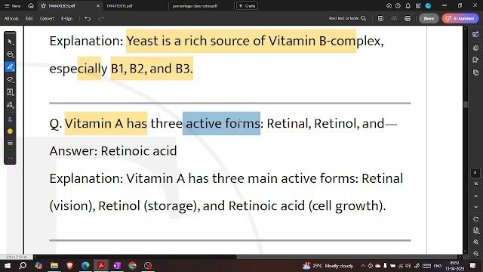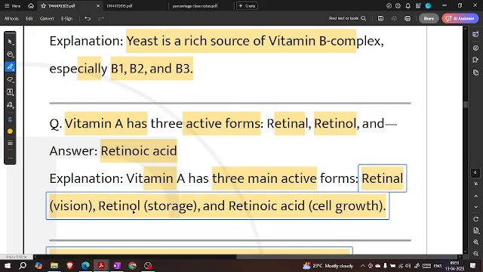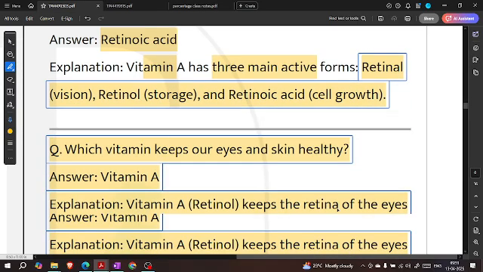Vitamin A has three main active forms: retinal for vision, retinol for storage, and retinoic acid for cell growth.